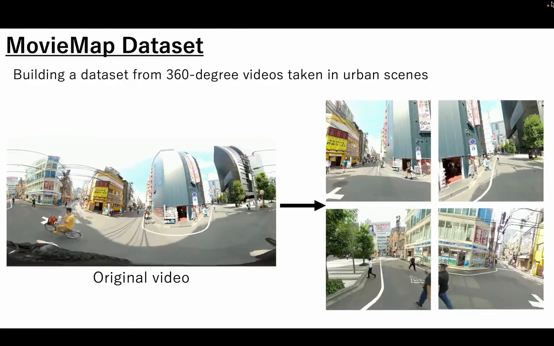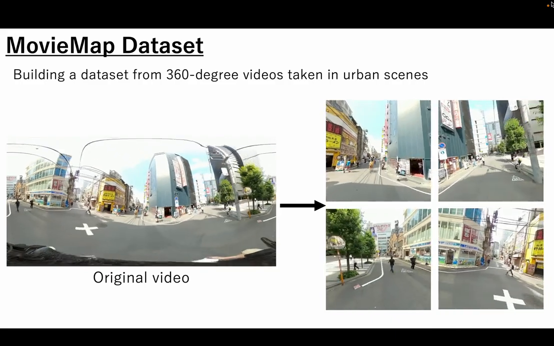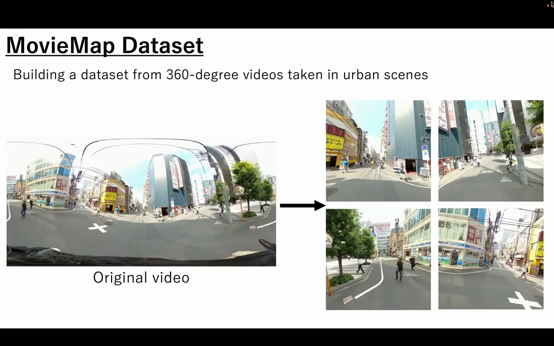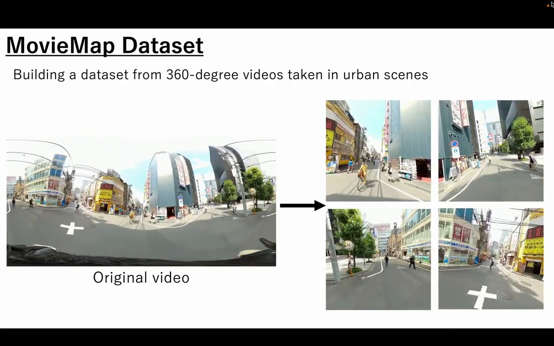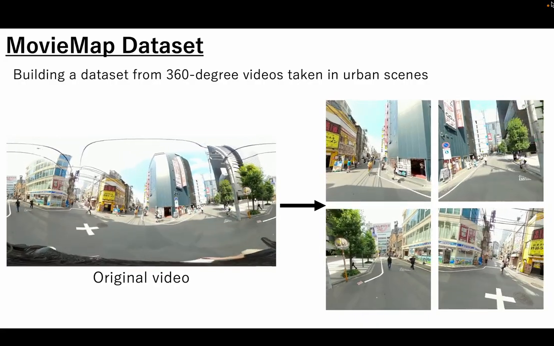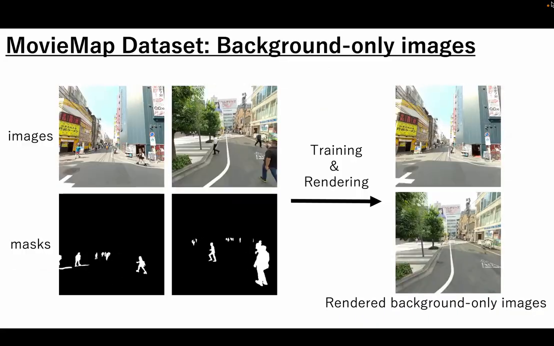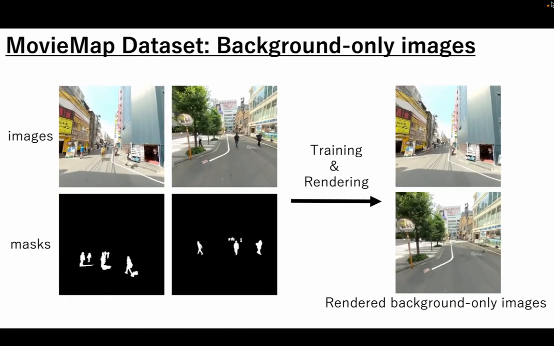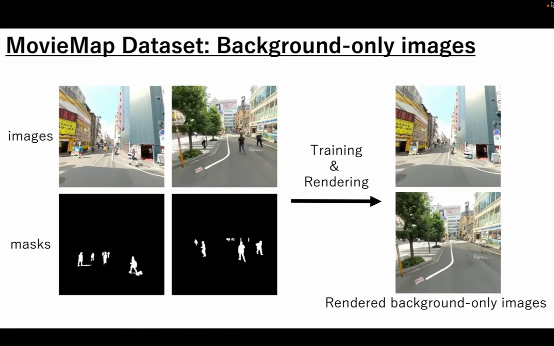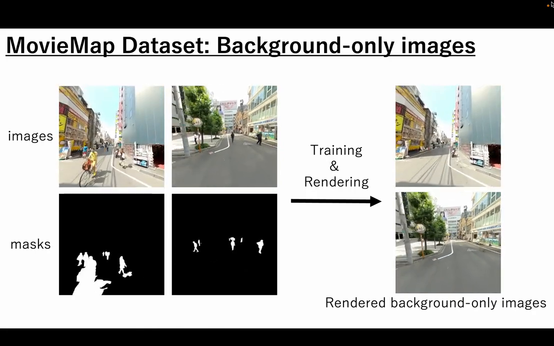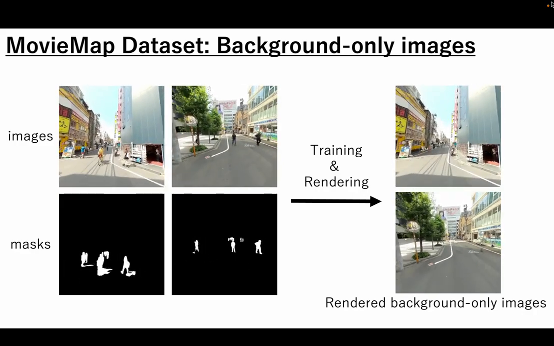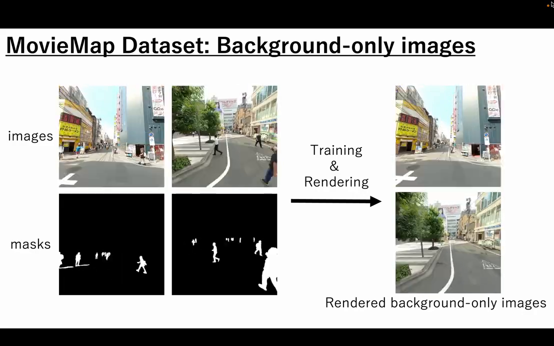To evaluate our Entity-NeRF, a movie map dataset is created. This dataset consists of a set of perspective projection images extracted from 360-degree images sampled from 360-degree videos taken in urban scenes with moving objects. We annotated the masks of moving objects corresponding to these image sets. We trained a static NeRF with moving objects removed from these image and mask sets and rendered static background-only images. These rendered background-only images are used for quantitative evaluation of the proposed method.